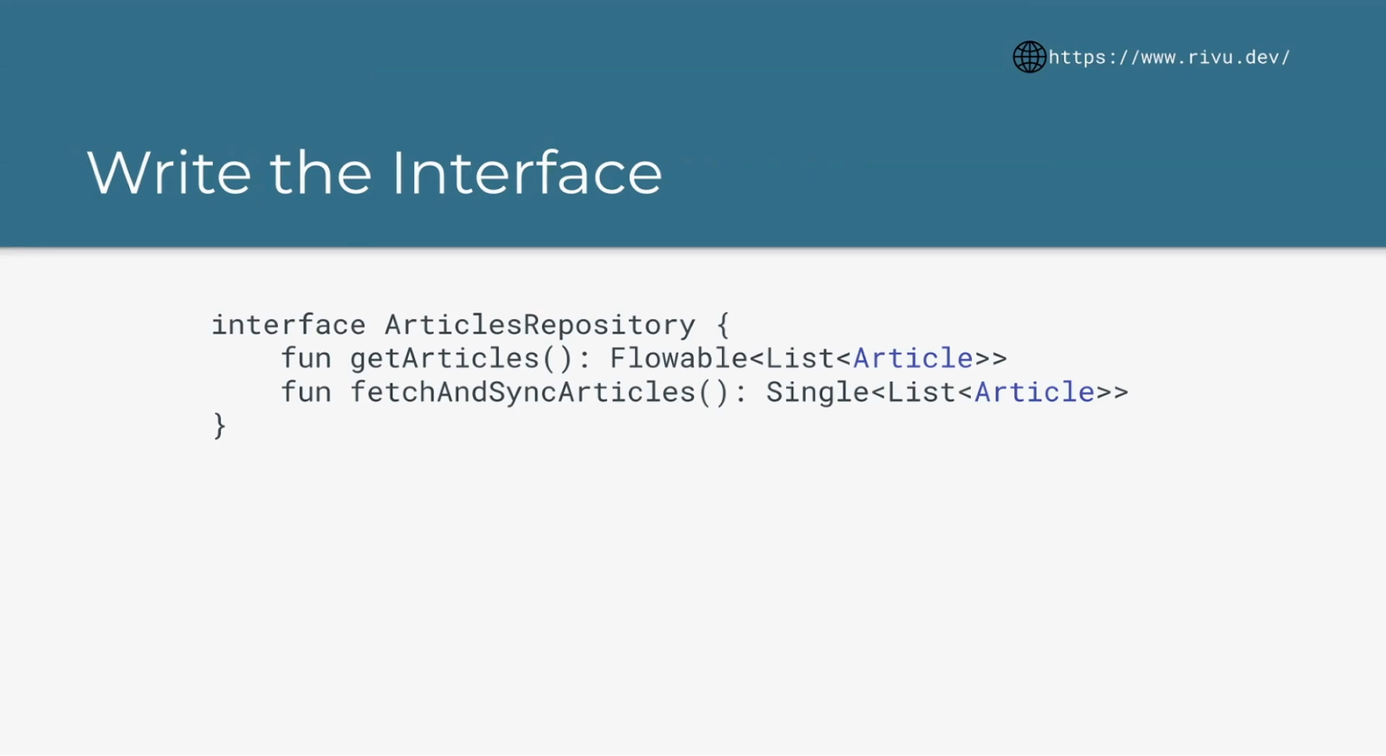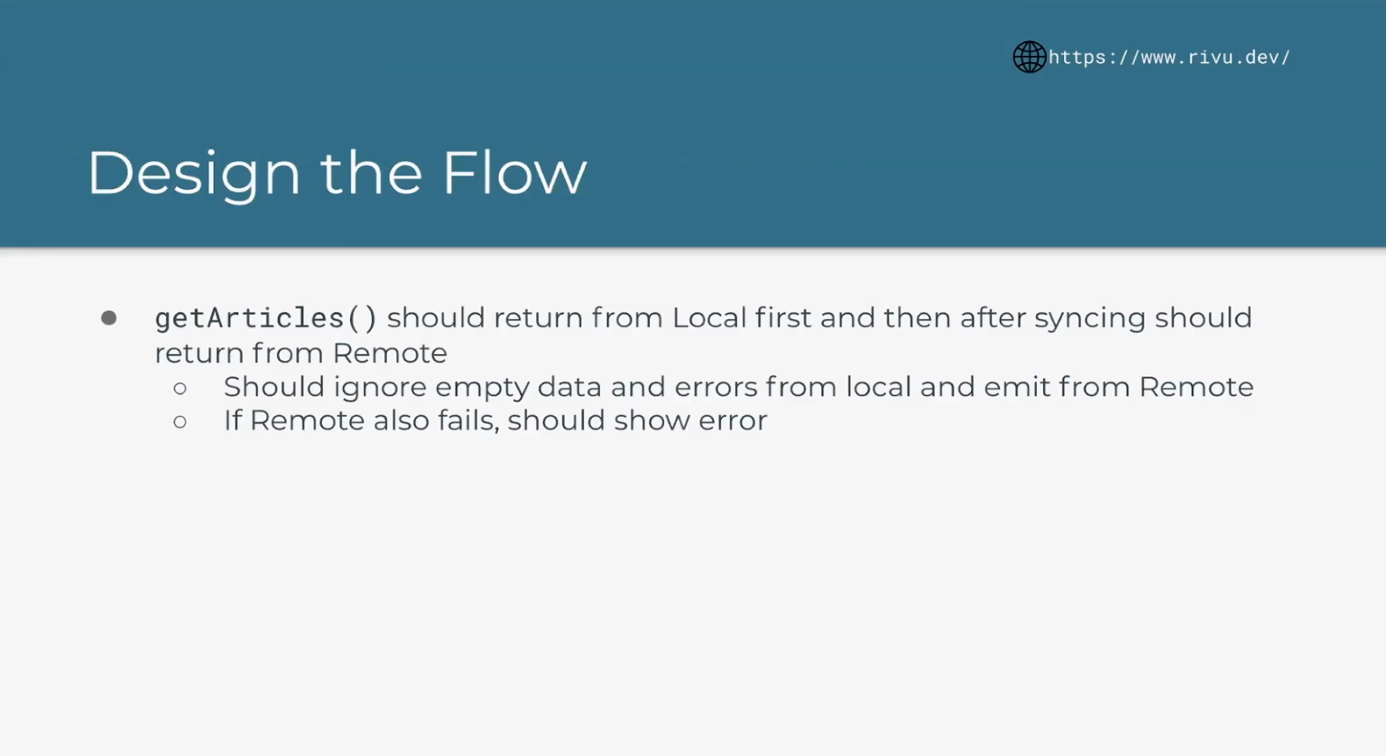So it is the interface, and what is the flow, what is the requirement. So as I said, get articles should return from local first, then after syncing it should return from the remote as well. It should ignore empty data or errors from local and emit from remote. So if there is empty data in local database, it should ignore it. If there's error in local database, it should ignore it. If remote also fails, it should show an error, right?